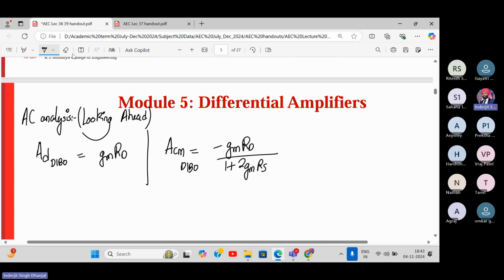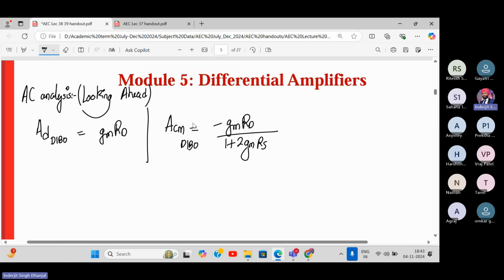We are going to derive all this. Don't worry. In fact, in exam, they ask you the derivations only. You derived a differential gain. What is AD, by the way? Differential gain. What is ACM? Common mode gain. I hope it is clear. Okay. Sometimes you also use this formula, ACM of DIBO. Sometimes it is also given by RD upon twice RS. This is also the formula.